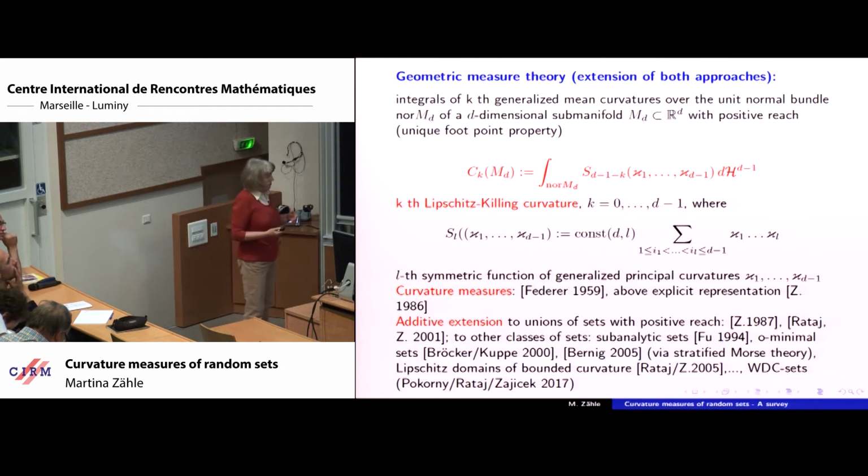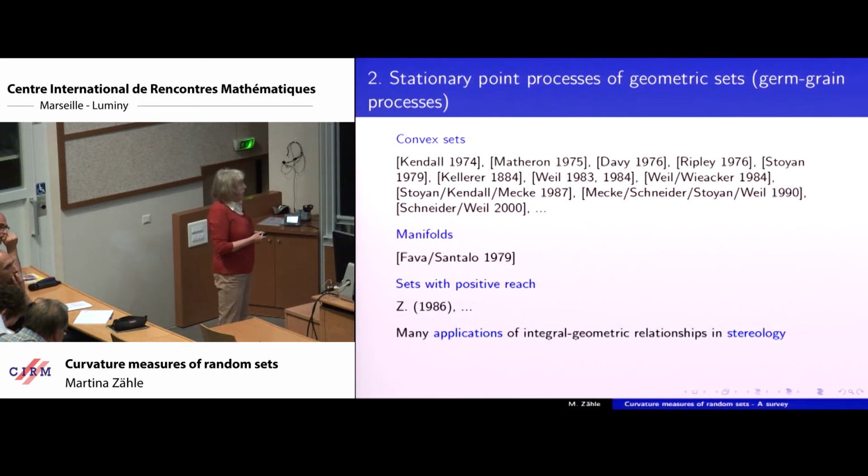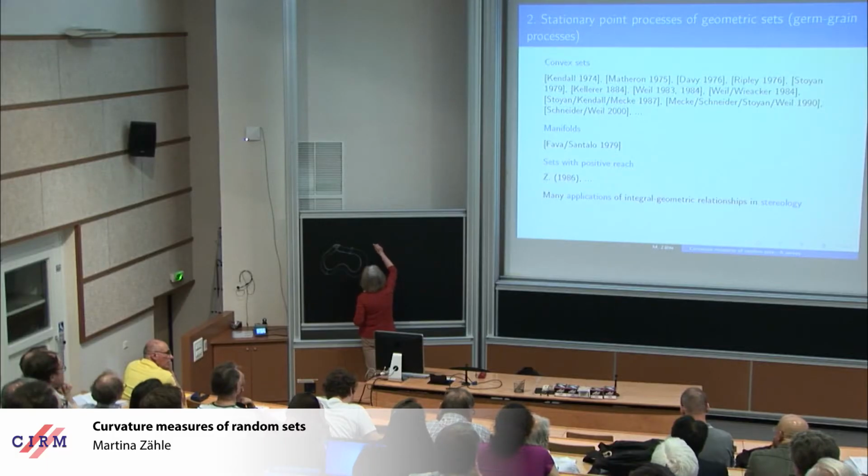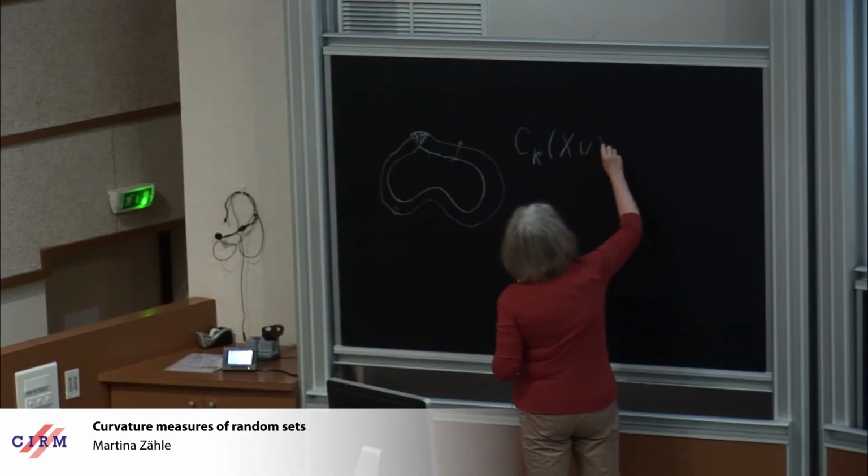But we simply now, for the rest of the talk, call them geometric sets, and they have all these properties I mentioned. Okay. And now I come to the first application. Maybe I should formulate some important properties of these curvature functionals. This is the additivity. It's well known to you from the convex setting.